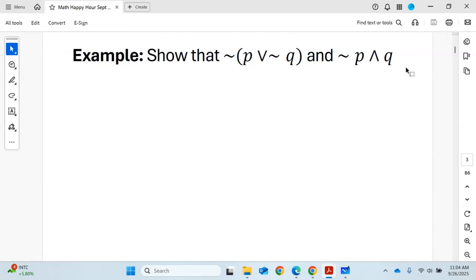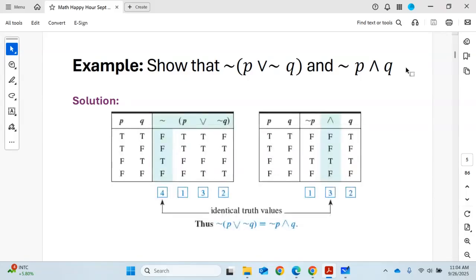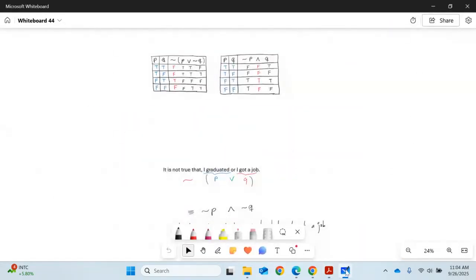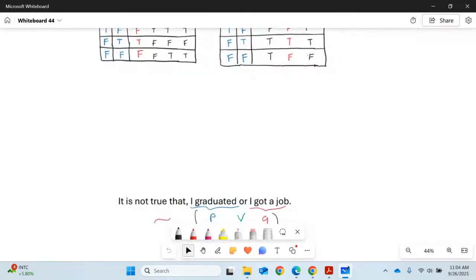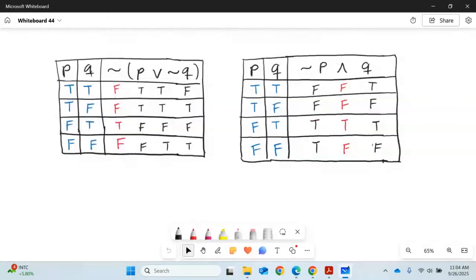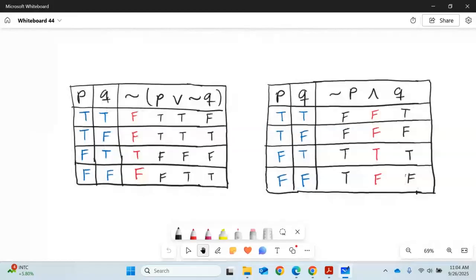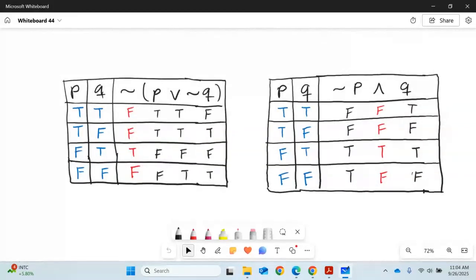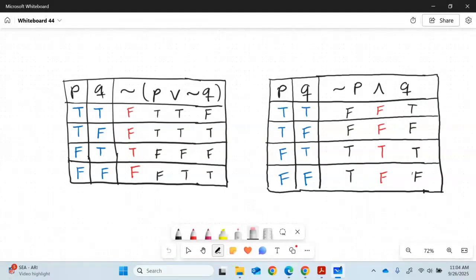And so in order to show that they are equivalent, I need to do the table for each one of them. I actually have the table already completed, but I wanted to show you very quickly how to do this. I had my tables filled out, but I'm going to very quickly go over at least one of them. So let me do the first one just to remind you how to do it.